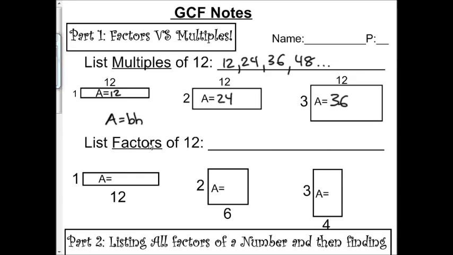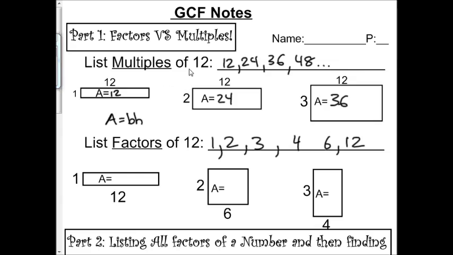Factors of 12 is when we list all the numbers that 12 can be evenly divided by. So I can divide 12 by 12 and get 1. So 1 times 12 equals 12. So those are both factors of 12. 2 also goes into 12. 2 times 6 equals 12. So those are both factors as well. 3 goes into 12. 3 times 4 equals 12. So those are a complete list of factors of 12: 1, 2, 3, 4, 6, and 12.